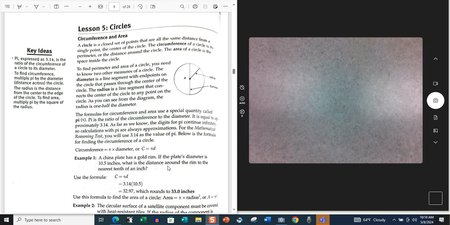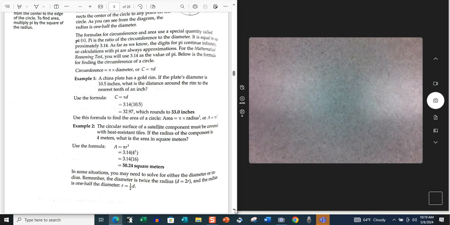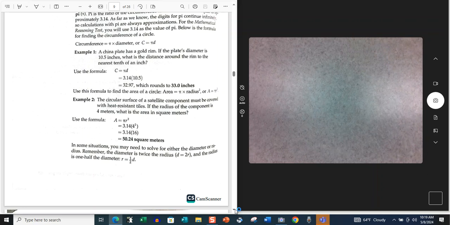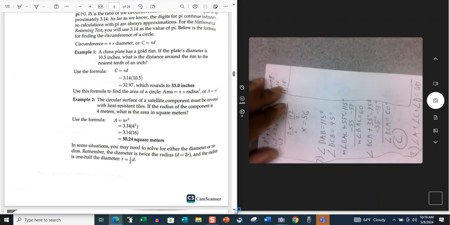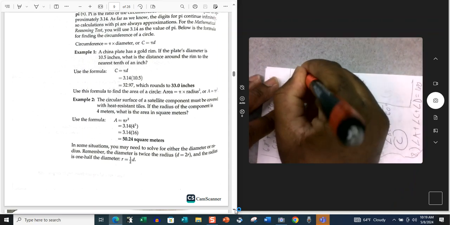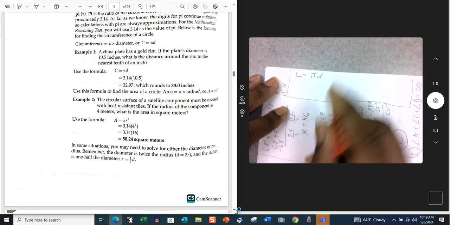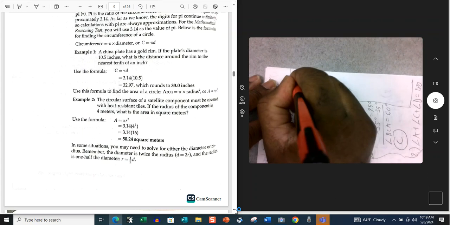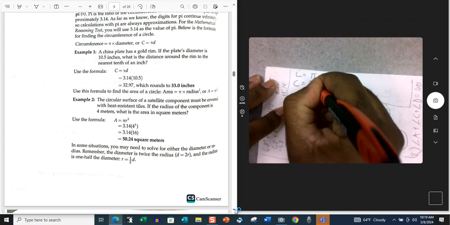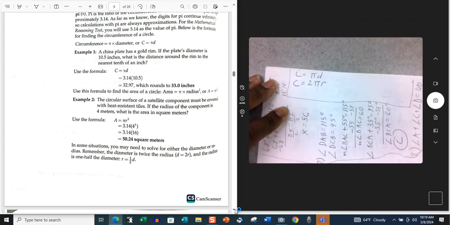Below is the formula for finding the circumference of a circle. So we have circumference is equal to pi times diameter. Now I'm going to give you another formula for the circumference as well. So let me write that out here. Circumference is not just pi times diameter. That's one. Also you can write circumference as 2 times pi times the radius.